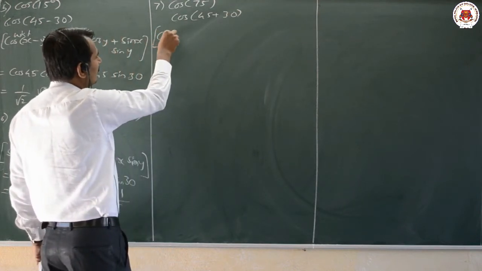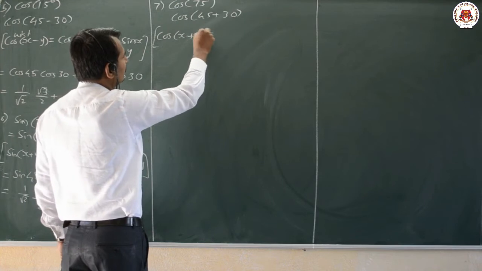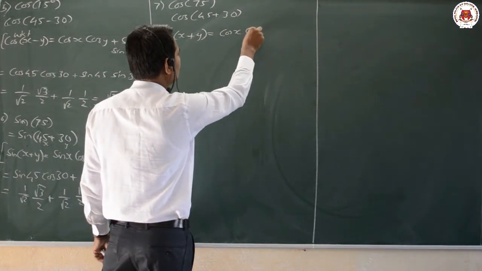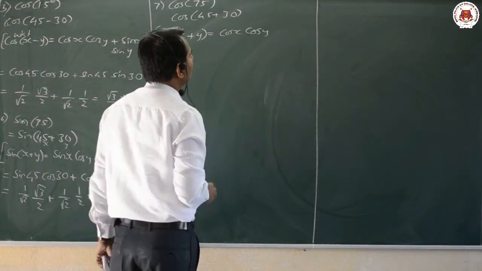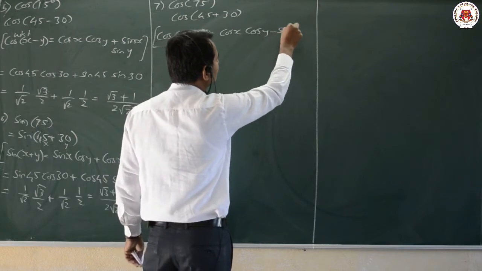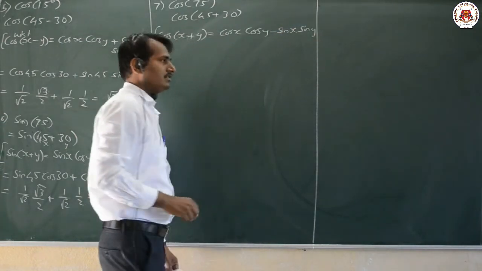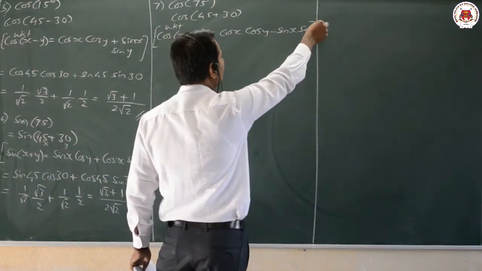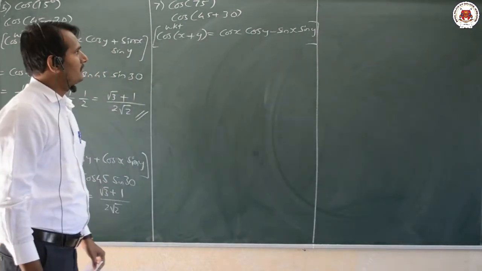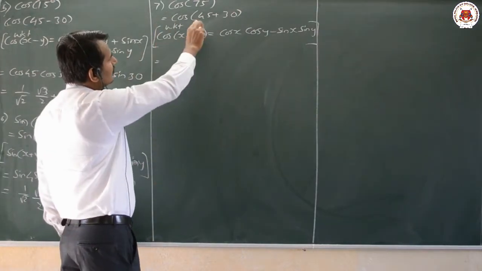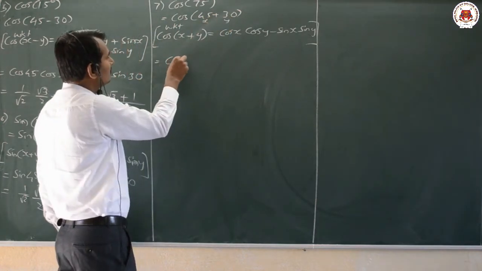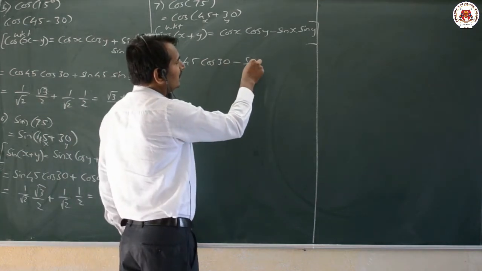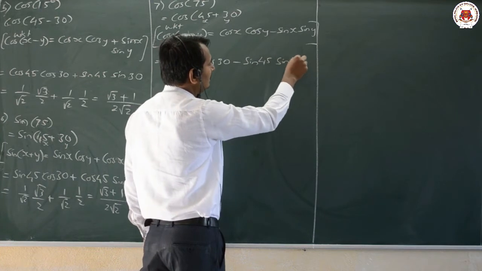Now we have the cos of x plus y formula. Cos of x plus y means cos x cos y minus sin x sin y. We know the formula. It is a very important derivation also, for 6 marks. Here, with x and y, this is cos of 45 times cos of 30, minus sin 45 times sin 30.